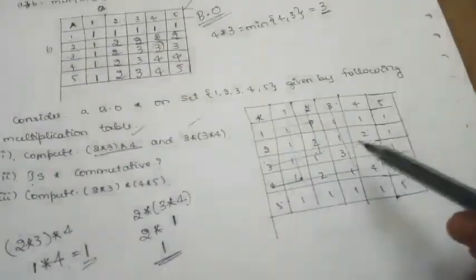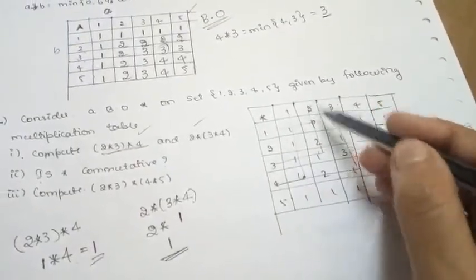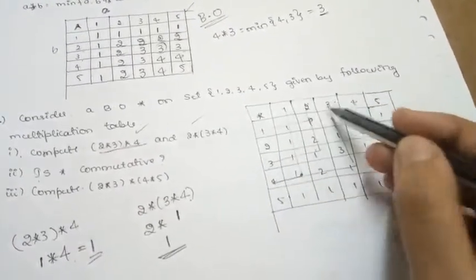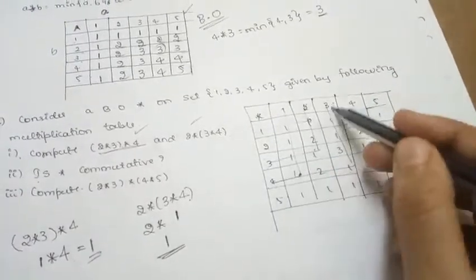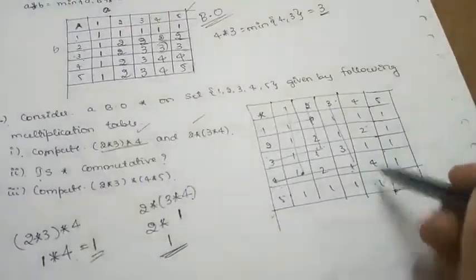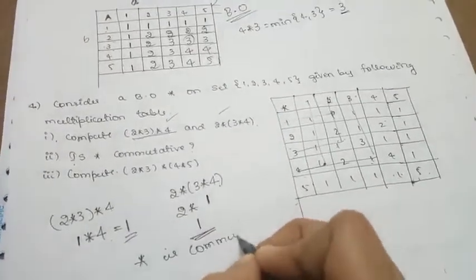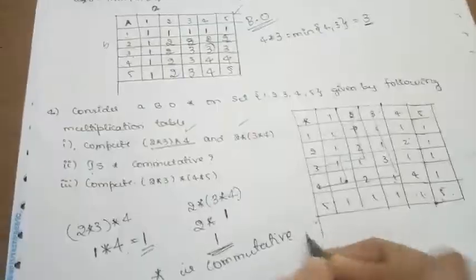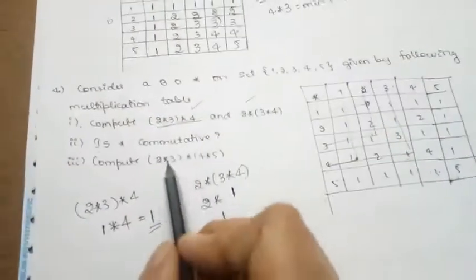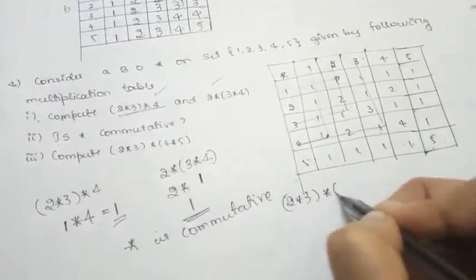Now we need to check whether it is commutative or not. Look here, if you take any two at random, 3 star 2 is 1, 2 star 3 is also 1, 3 star 4 is also 1, 4 star 3 is also 1, 4 star 5 is also 1, 5 star 4 is also 1. So by looking into the table we can clearly say that star is commutative.